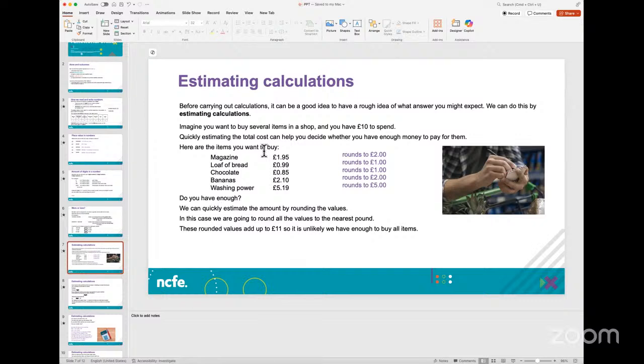And that is where you would use estimation and approximation on a daily basis in our day-to-day life. So I've gone in for a weekly shop. That is where I'm using it. So I'm actually using a live example.